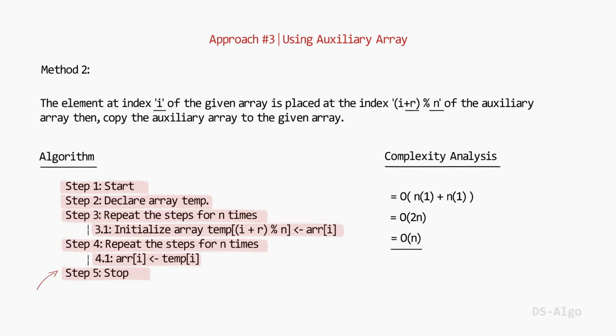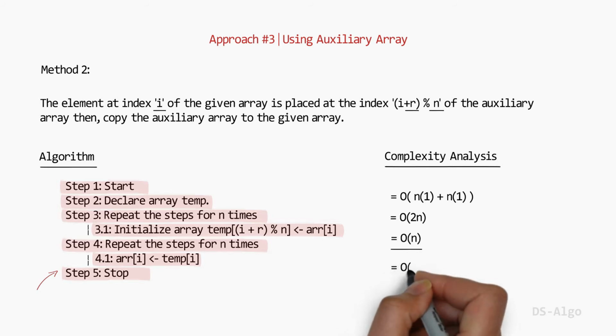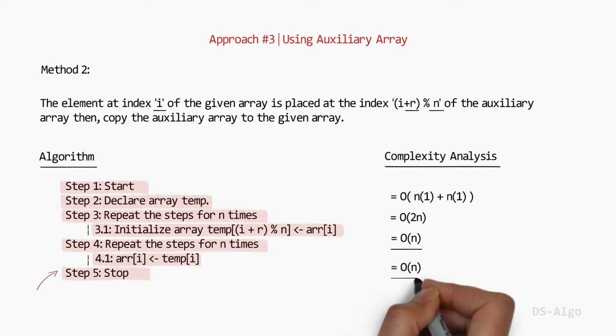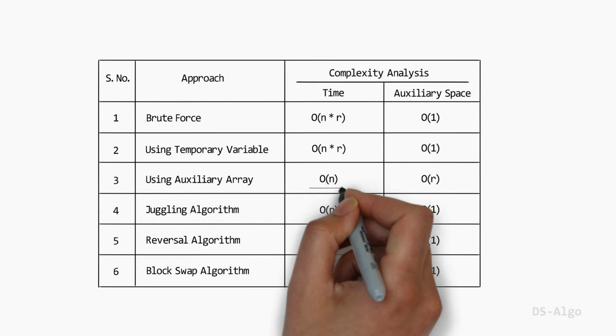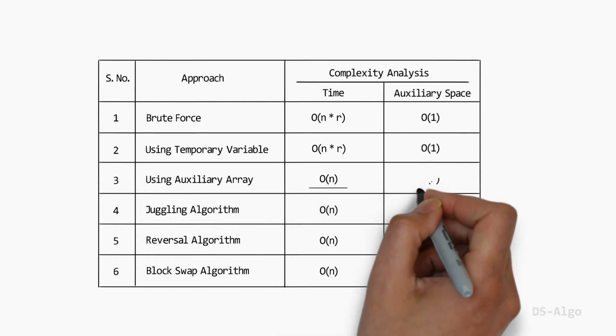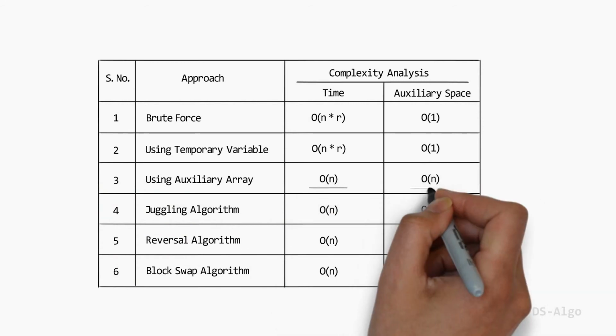Let's find the auxiliary space of this algorithm. As we can see, temp is the only auxiliary array having dynamic space at any given execution time. That is, the space will increase linearly with the increase in the input, that is n. Therefore, auxiliary space is linear, which is represented as big O of n. This is how the time complexity and auxiliary space of the using auxiliary array algorithm is calculated.